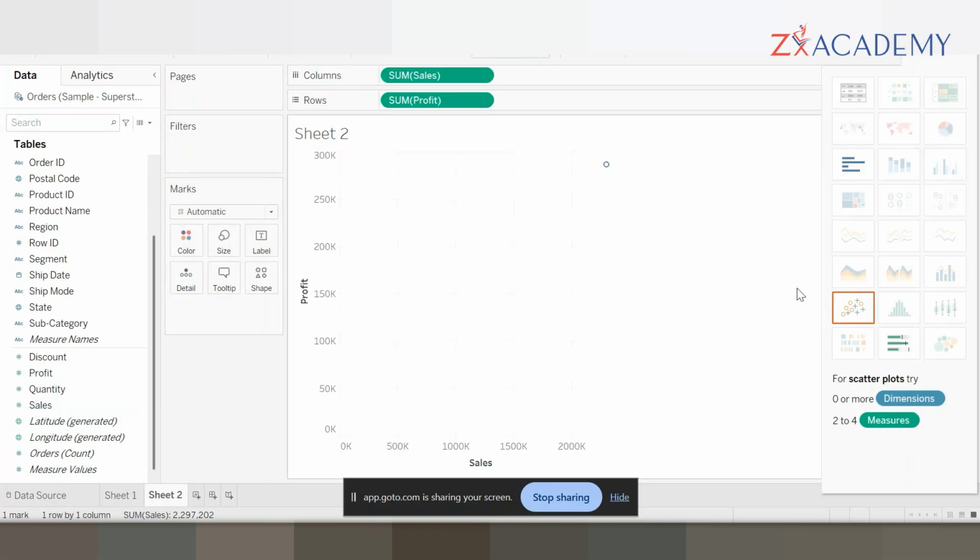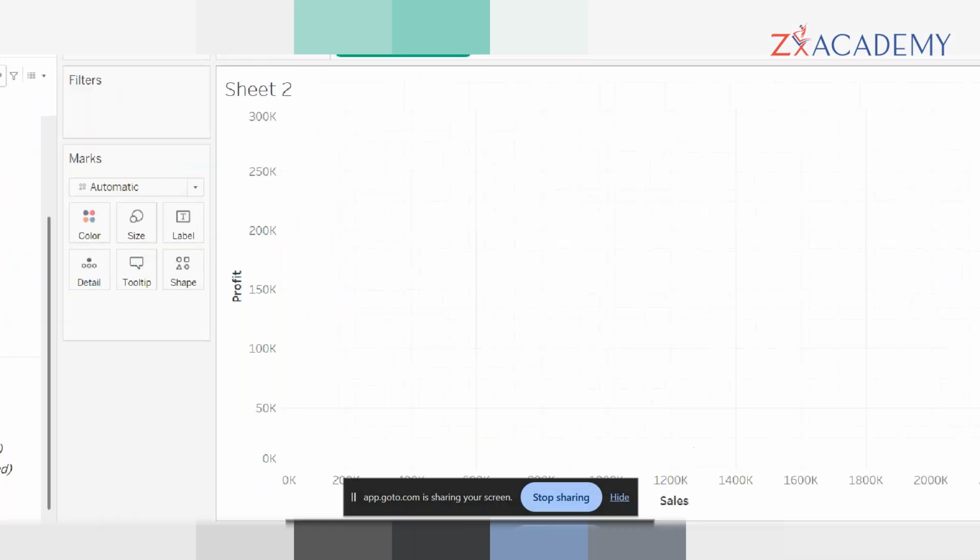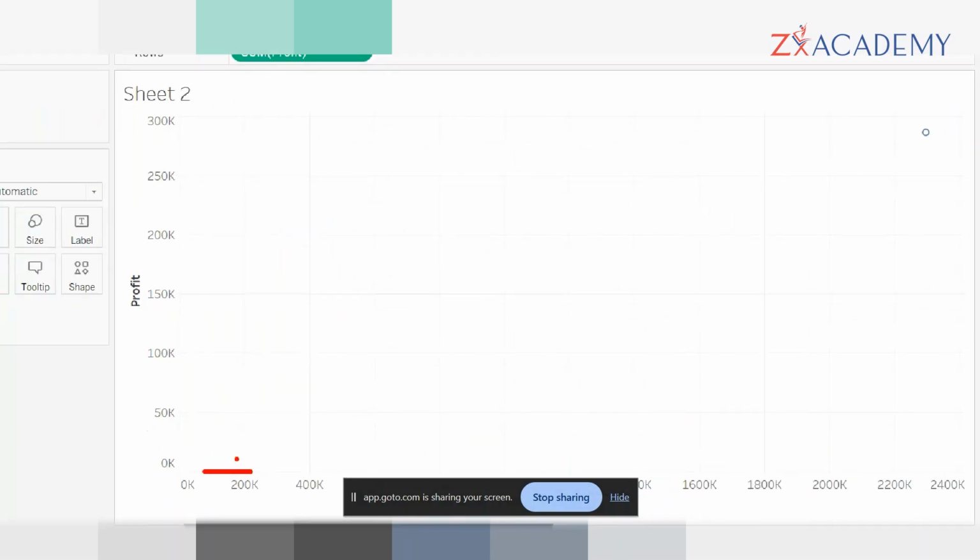Now you can see it has been plotted, and on the x-axis we have the sales, and on the y-axis we have the profit. Notice it starts from 0, 0. This is the start point; this axis goes as the sales, and this one goes as the profit. And you can see the bubble is over here.